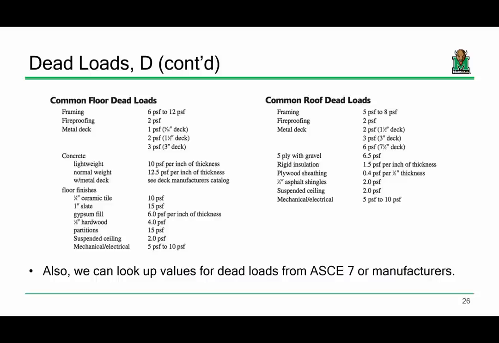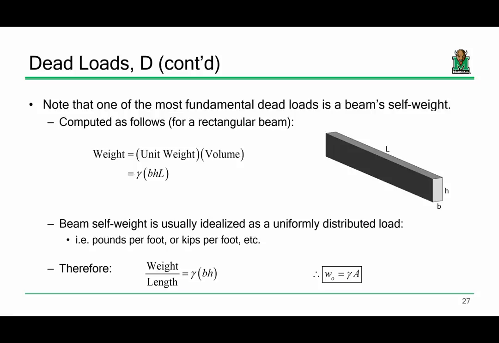And basically, it's just got tables and tables of loads, and then those loads are expressed in PSF. So for instance, if I'm looking at suspended ceiling, it's typically around 2 pounds per square foot. If I'm looking at fireproofing, for roof loads, that's typically around 2 pounds per square foot. Rigid insulation is usually about 1.5 pounds per square foot per inch of thickness. So, you can determine this stuff pretty easily.